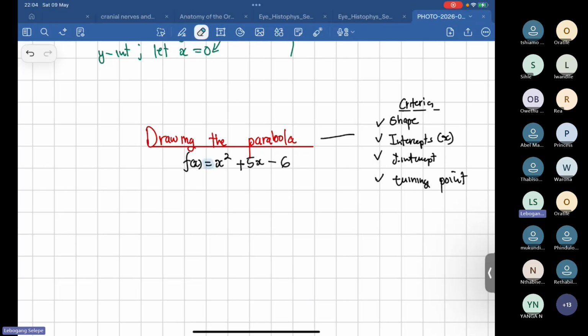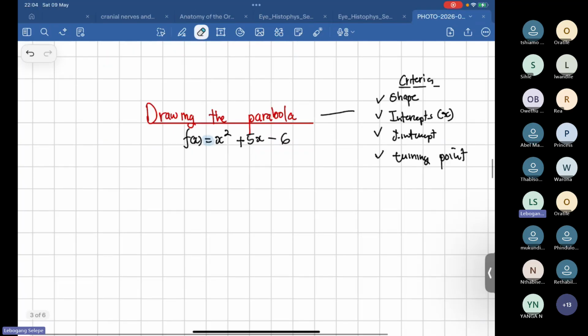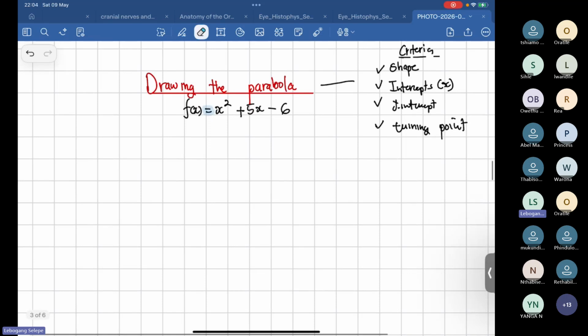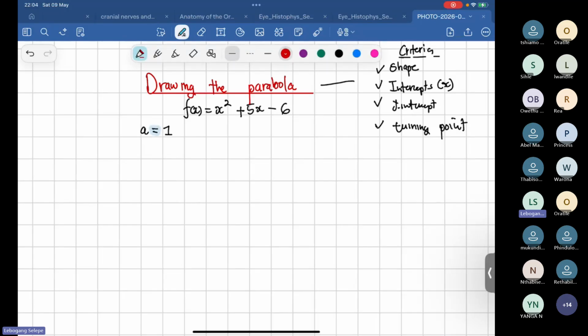Then these are the things that you need to do for this function. First things first, we need to think about the shape. So how is the shape going to look in this case? We know that the value of a is 1, right? How do I know that the value of a is 1? We can see from the equation, there is nothing here, which means there is a hidden one that you can't see. So the value of a is 1, which means that the value of a is greater than 0. Therefore, is this going to be concave up or concave down?